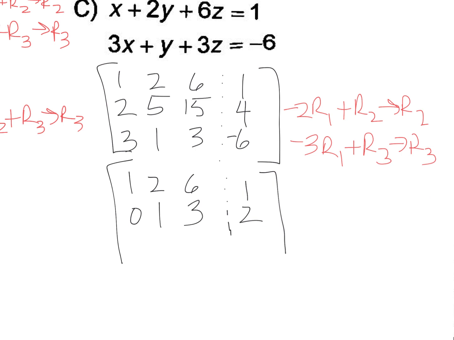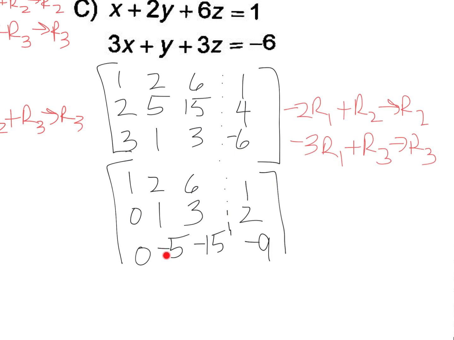And then we do the same operation idea, except obviously with this operation. So negative 3 times this plus that will give us 0. Negative 3 times that is negative 6 plus 1 is negative 5. Negative 3 times this is negative 18 plus 3 is negative 15. And then negative 3 times 1 is negative 3 plus negative 6 is negative 9.